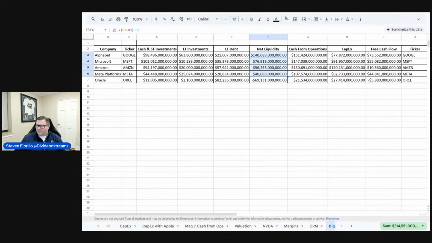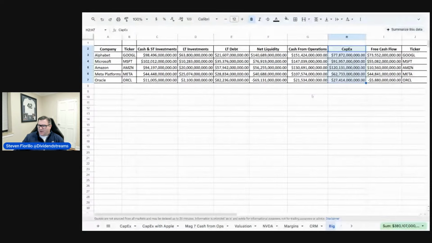No. So let the AI bears come. Let them use Oracle as their new poster child of the I told you so. Let them make their picket signs because it's a ridiculous argument. It's an absolutely ridiculous argument. When you look at the CapEx, they're a speckle of the CapEx spend. Doesn't matter.